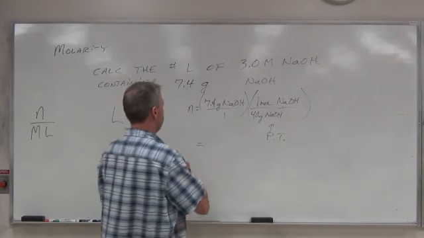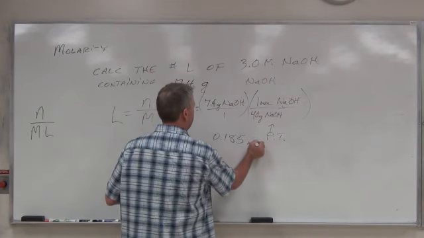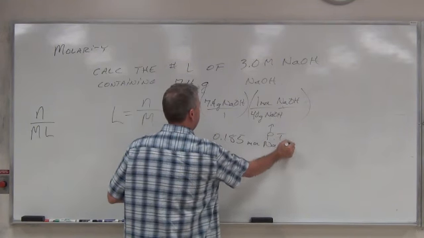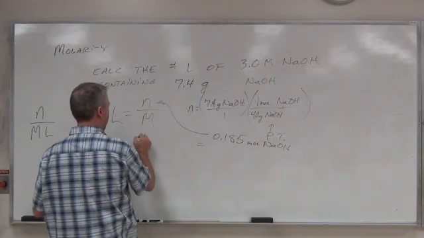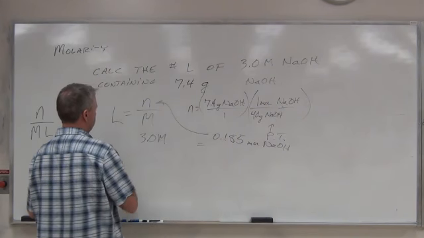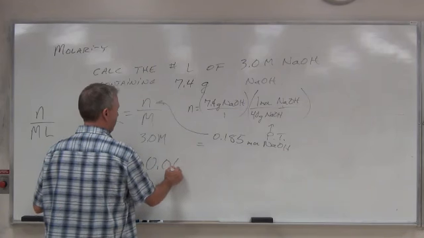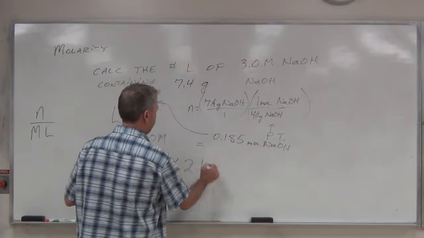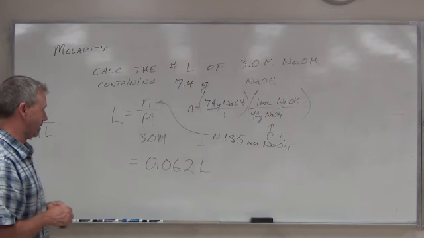0.185 exactly. That will go here. 3 molar will go here. And we should get 0.062 liters. Right? Round to two significant digits.